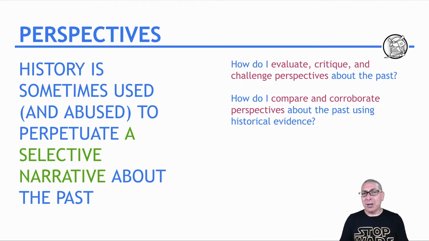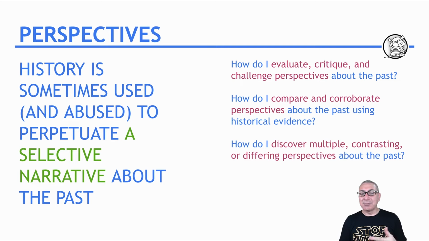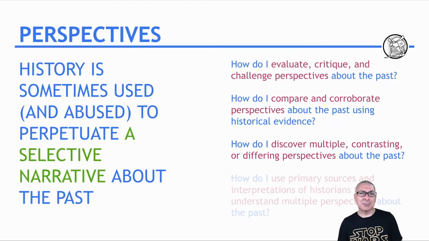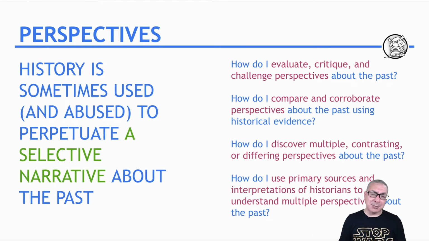How do I compare and corroborate perspectives about the past using historical evidence? And again, historians even have different perspectives about how the past happened. How do I discover multiple, contrasting, and differing perspectives about the past? If you want to do history properly, you're going to look at multiple perspectives and evaluate them. And so how do I use primary sources and interpretations of historians to understand multiple perspectives of the past? If you really want to know the truth, you're going to be able to do this.